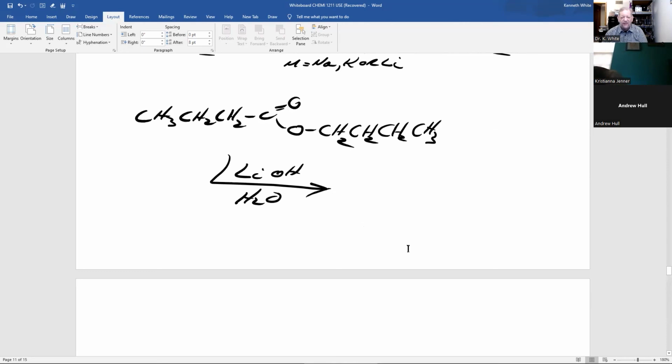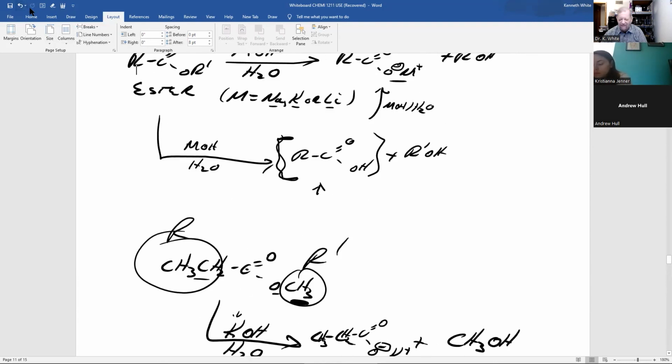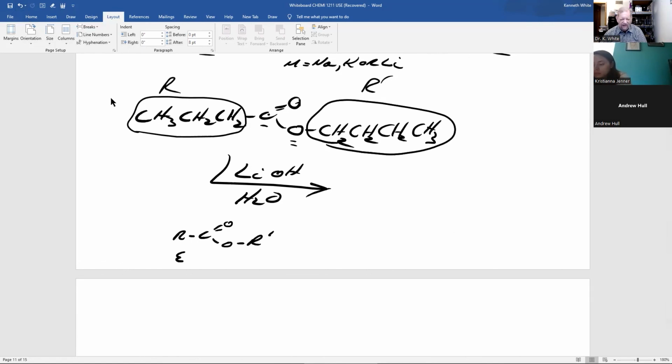And if we look at this, what's different? Ooh, oxygen double bond to carbon, carbonyl. Oxygen to that carbon with carbons on there, I'll call R prime. Carbons on the carbonyl, I'll call R. And what do we have? Oops. Too many R primes. We have an ester.